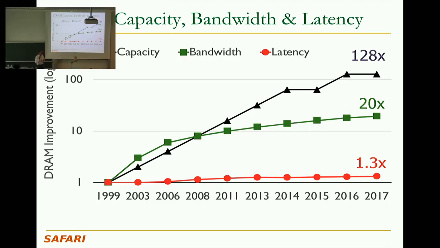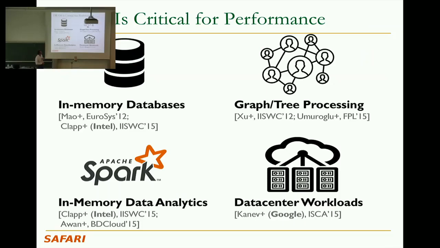And I'm not going to talk about the latency as much. There are fundamental ways of reducing latency in systems today, but that's for a different lecture. Essentially, these are the trends. And DRAM is actually critical for performance in many applications. If you look at some of these applications, they're limited by a complicated set of capacity, bandwidth, and latency characteristics. And these are the applications we know.